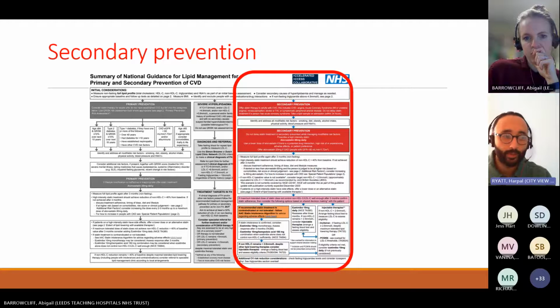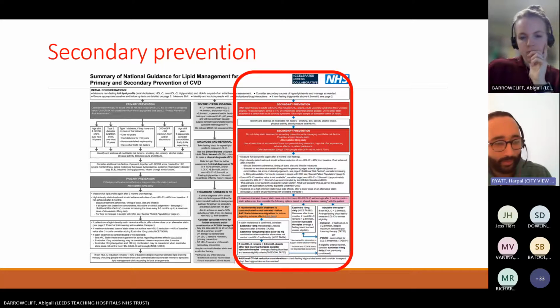So looking at the pathway, we're on the right-hand side, which has been mentioned earlier. That's the secondary prevention, and we're roughly just below the orange box. So the patients are on ezetimibe monotherapy because they've not been able to tolerate statins, and they've just been forgotten about. So if we can go to the next slide, please.